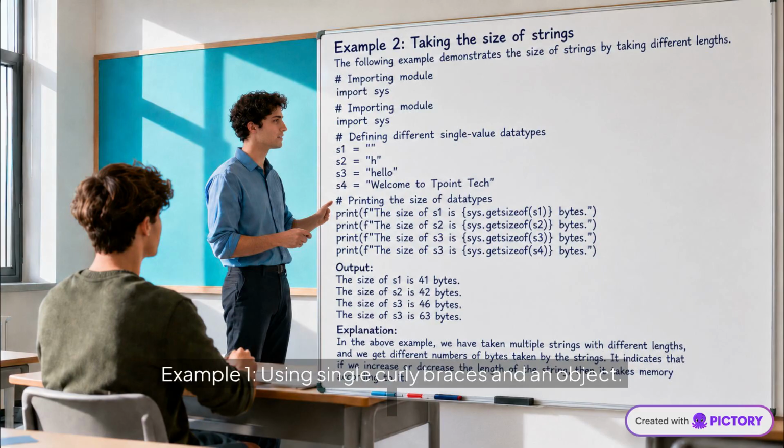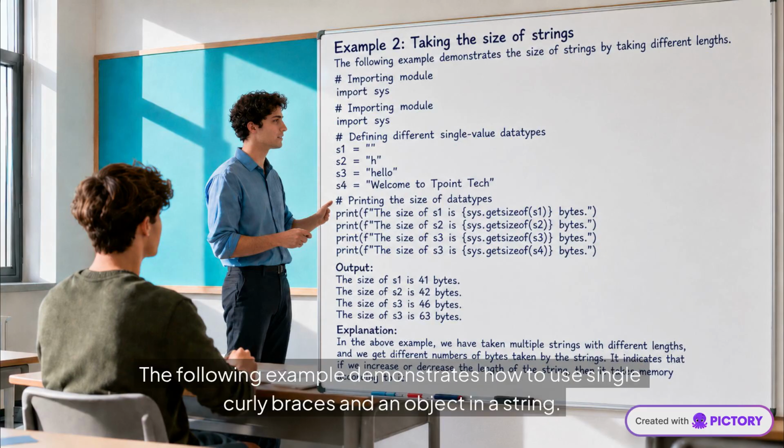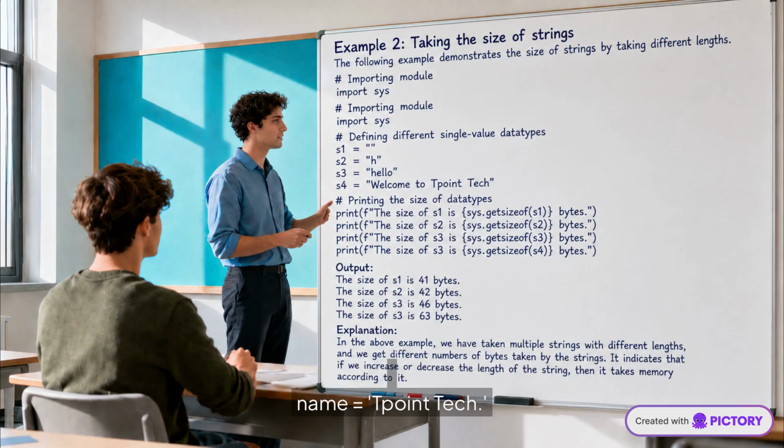Examples. Let's see some examples to understand it better. Example 1. Using single curly braces and an object. The following example demonstrates how to use single curly braces and an object in a string. Python object name equals "T.Tech". Use of format function: print("Hello, {}".format(name)). Output. Hello, T.Tech. Explanation. In the above example, it indicates how to concatenate a single object with a string by using single curly braces.